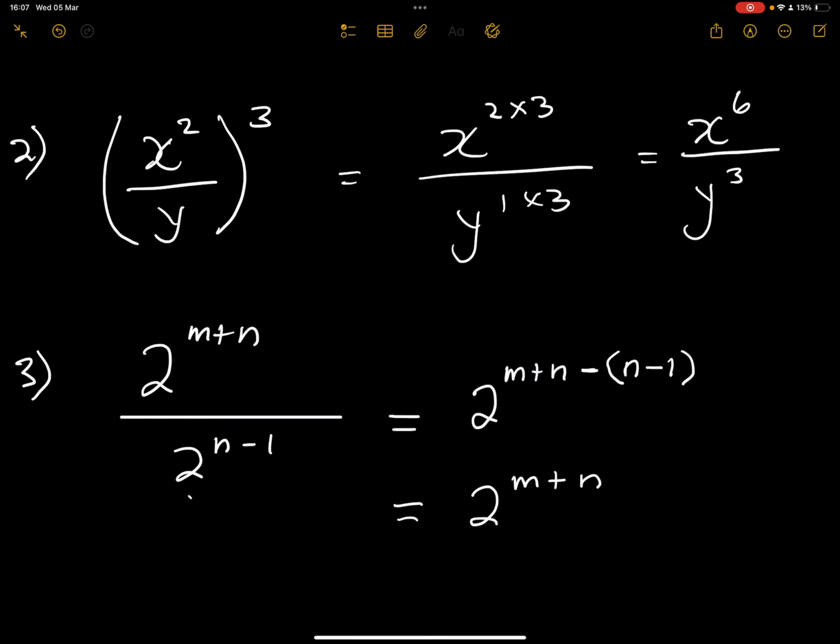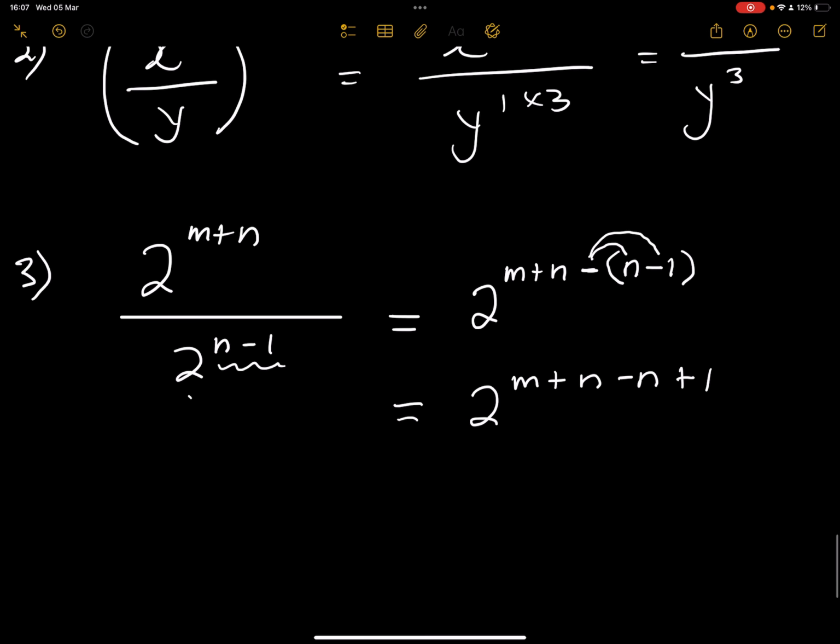minus, and now the negative will multiply into the bracket. Negative 1 times n will give us minus n. And negative 1 times negative 1 gives us positive 1. Do you notice what has happened to these? They have changed sign. Can you see that? The one that was positive became negative. The one that was negative became positive. So whenever we are dividing, the exponents change sign. So what do we notice? The n and minus n cancel out. So we've got 2 raised to the exponent of m plus 1.